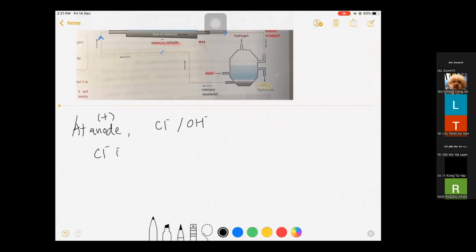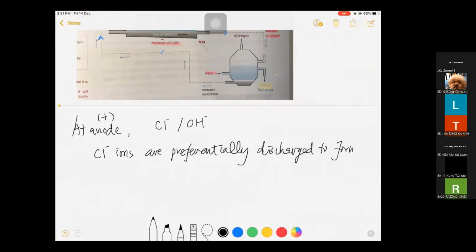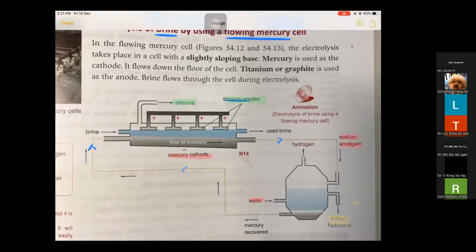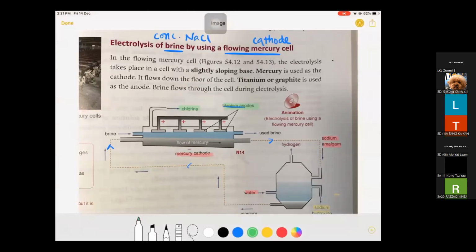Now, chloride ions are preferentially discharged to form Cl2 because the concentration of chloride ion is much higher than the concentration of hydroxide ion. According to this equation, chloride ion is discharged to form chlorine by losing 2 electrons. Okay, therefore you can see from the figure, the green color, chlorine gas, chlorine is produced. Can you see that at the anode?